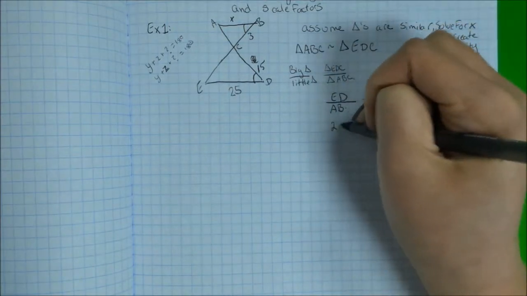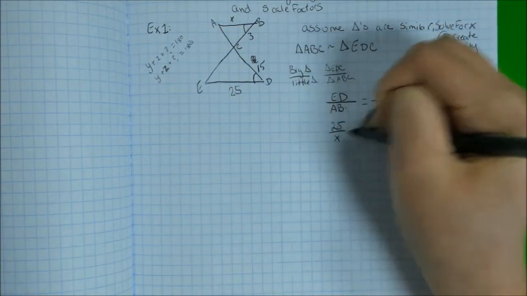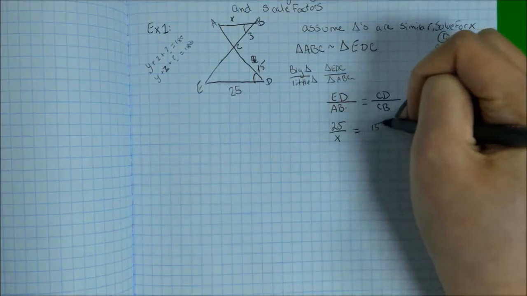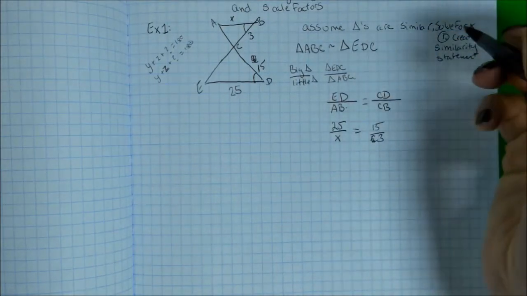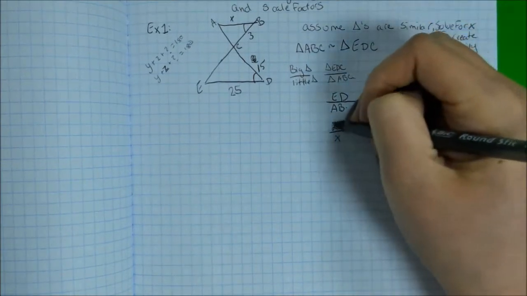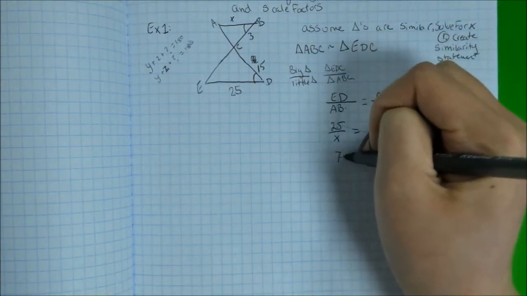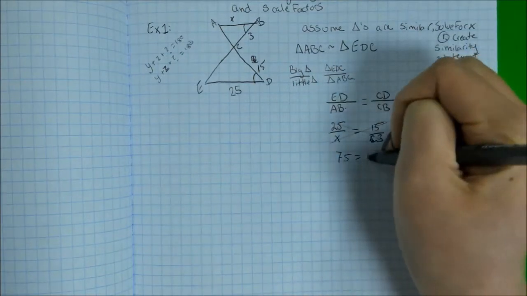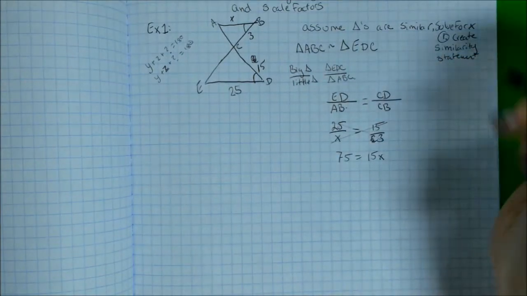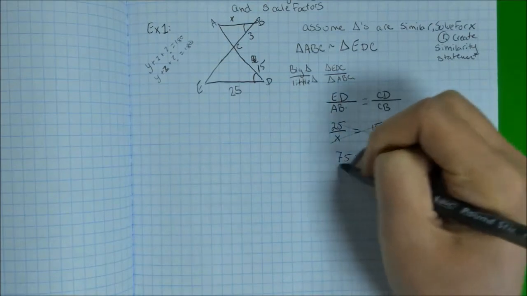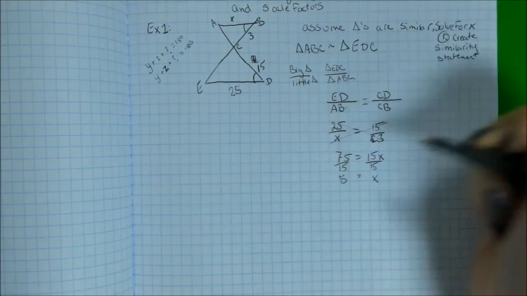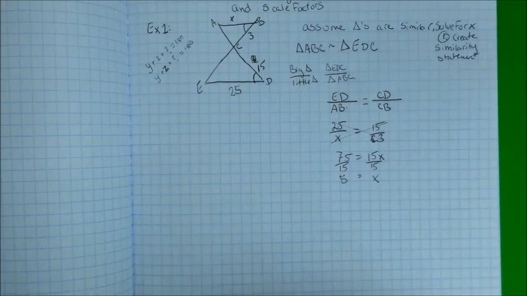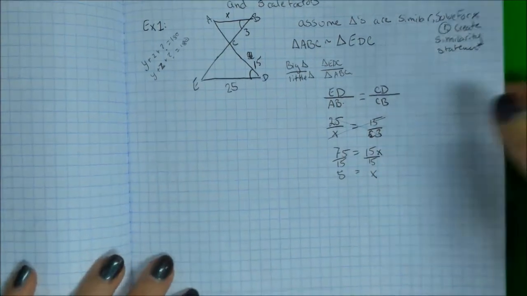ED is 25 over X equals whatever CD is, 15 over CB, which is 3. To solve this, I'm going to cross multiply. So 3 and 25 and X and 15. So X is 5. Example number 2.